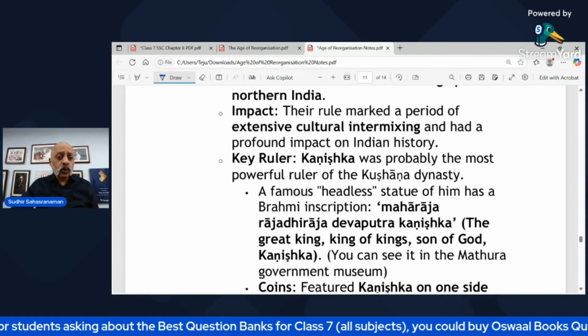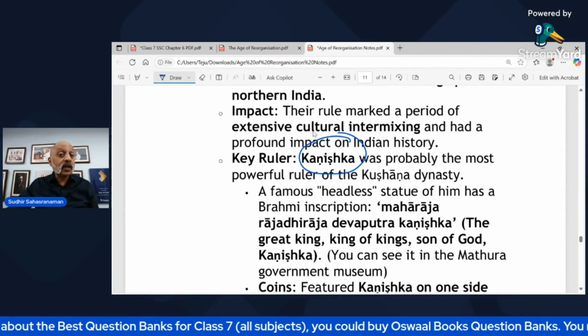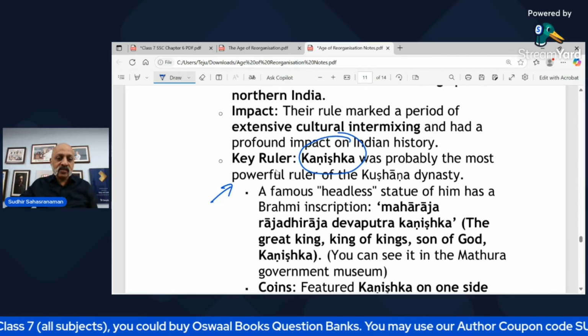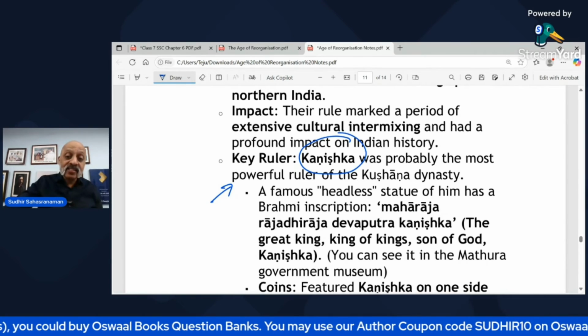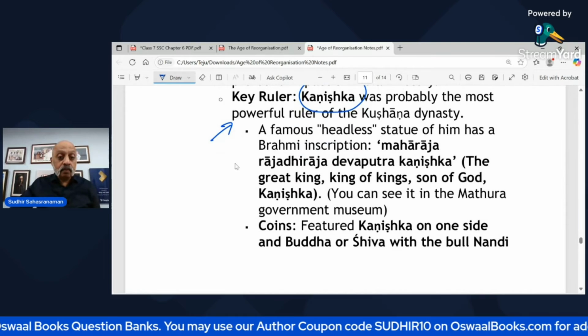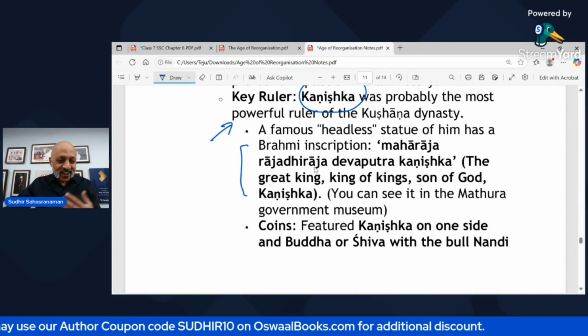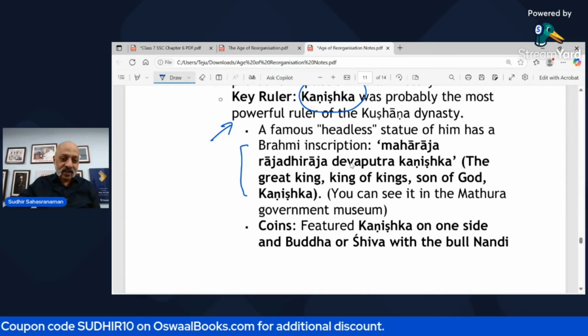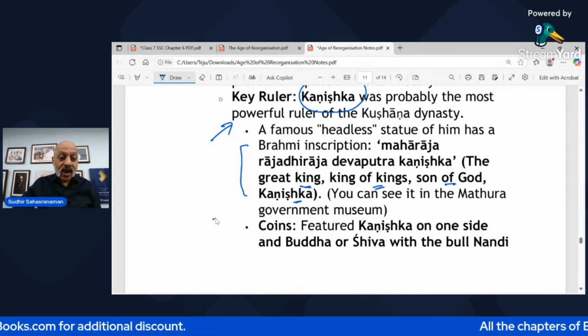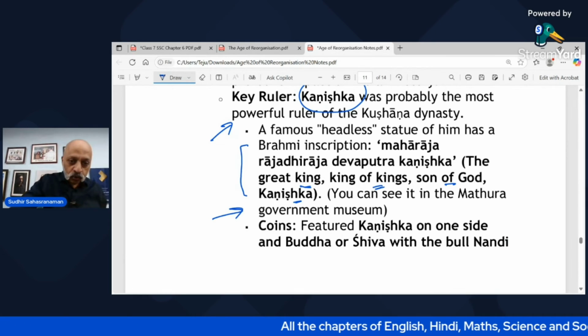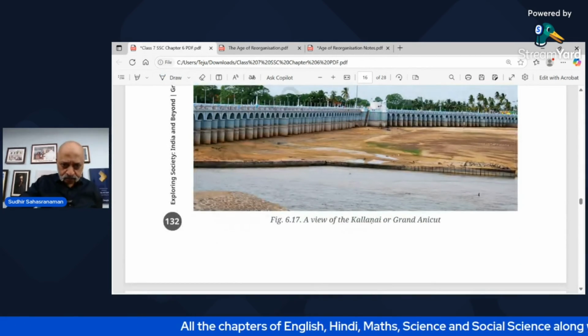The main ruler that you need to remember is this person called Kanishka. Okay, he was the most powerful ruler of the Kushana dynasty, and there is a famous headless statue of him which has the Brahmi inscription Maharaja Rajadhiraja Devaputra Kanishka. That is the great king, king of kings, son of God, Kanishka. And this is there in the Mathura Government Museum. Let me show you the photograph, right?